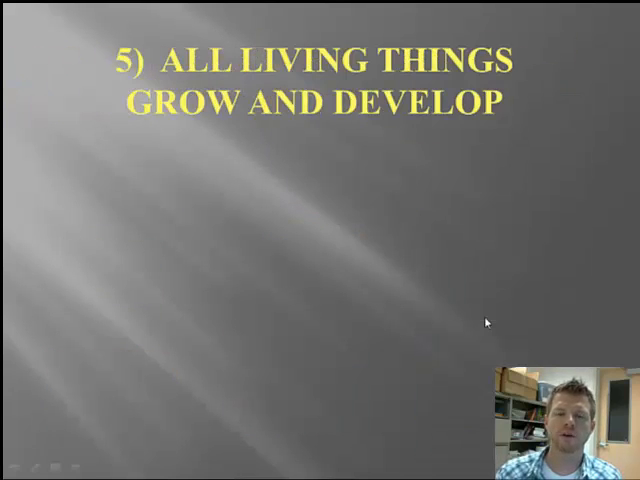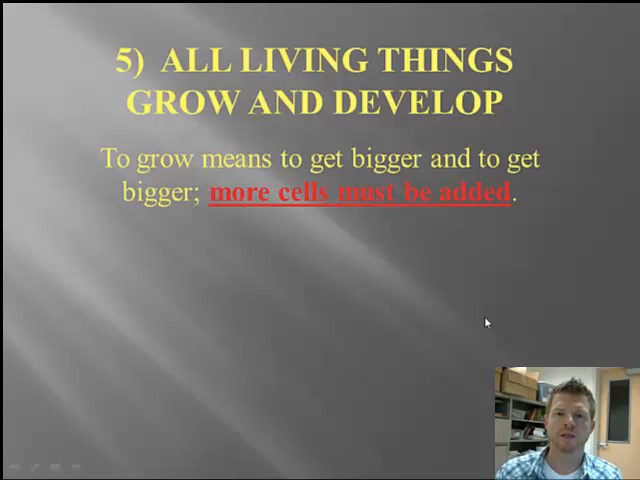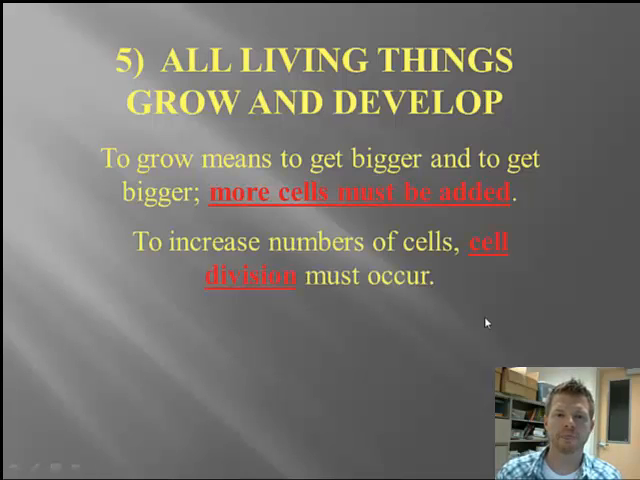All living things grow and develop. It means they grow bigger, and as they get bigger, more cells must be added, or unicellular organisms, they can simply grow as much as they are allowed to grow. There has to be a surface area to volume ratio so they can regulate waste in and out. So cell division will occur.